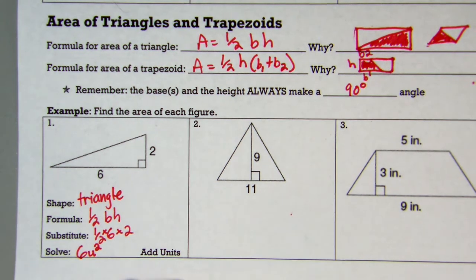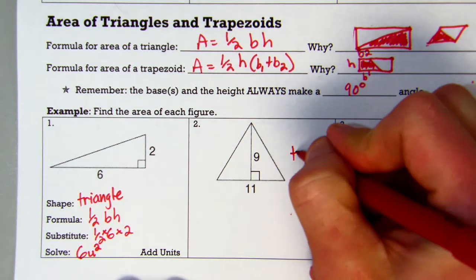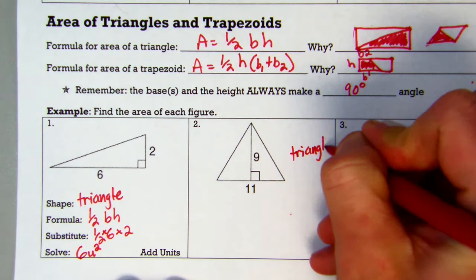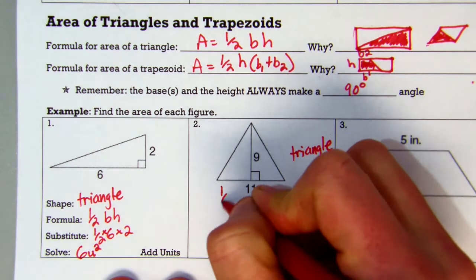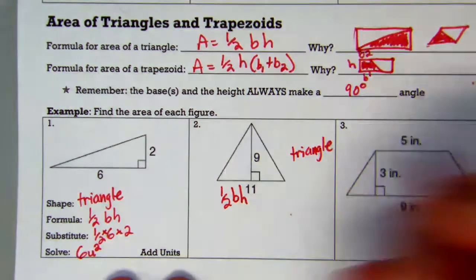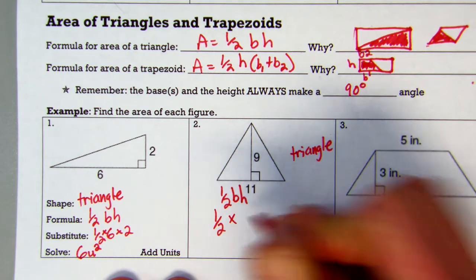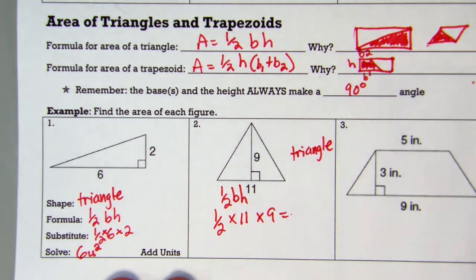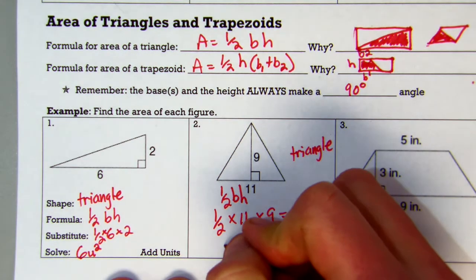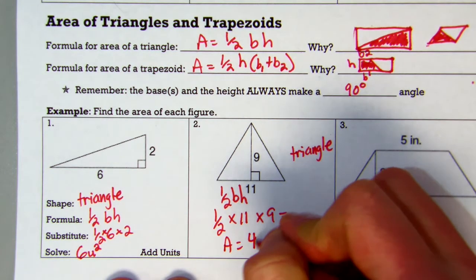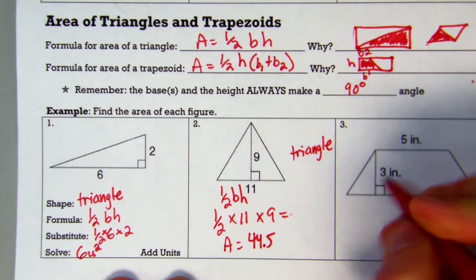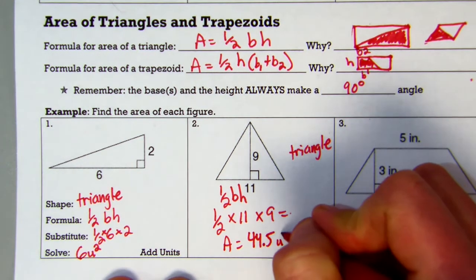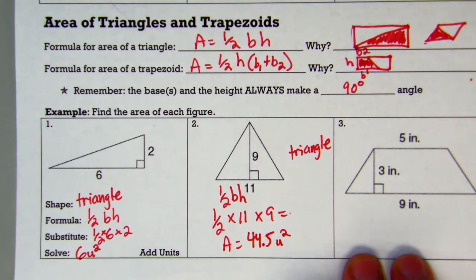Number 2, I have another triangle. Okay, so it's half base times height. So it's going to be half times my base, which is 11, times my height, which is 9. Go ahead and multiply those together, and I get an area of 44.5. And again, there's no units, so we're going to do units squared.